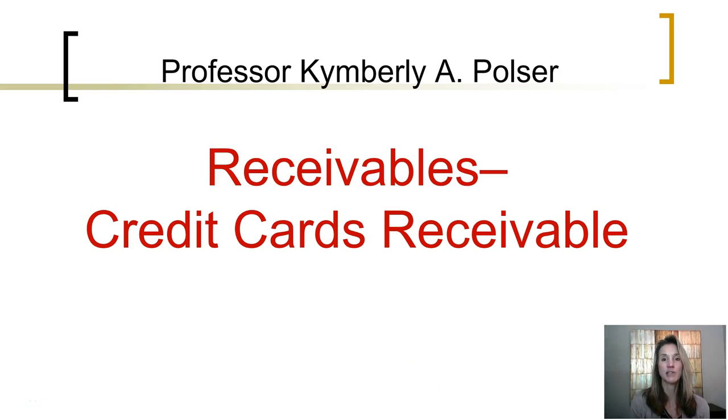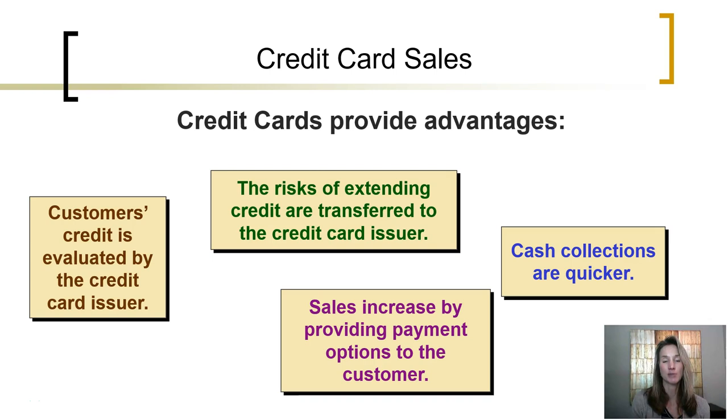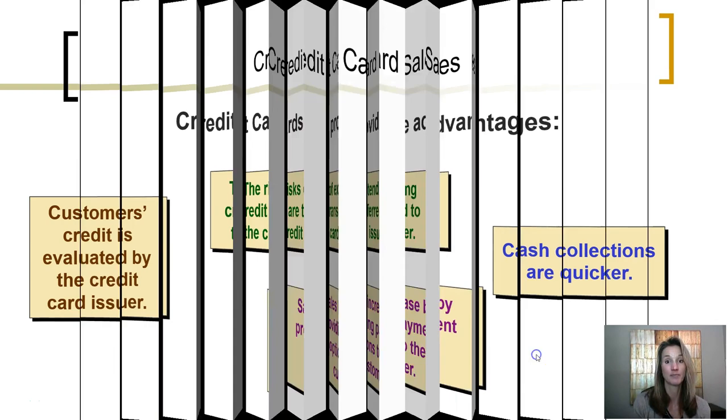This video is going to discuss the accounting for credit card receivables. Companies accept credit card payments from customers because they provide several advantages. First, the customer's credit is evaluated by the credit card issuer. That means the risks of extending credit are transferred to the credit card issuer instead of the company taking on the risk. A company's sales increase when they are willing and able to accept different payment options from customers, and cash collections from credit card companies are much quicker than if a company offers credit themselves.